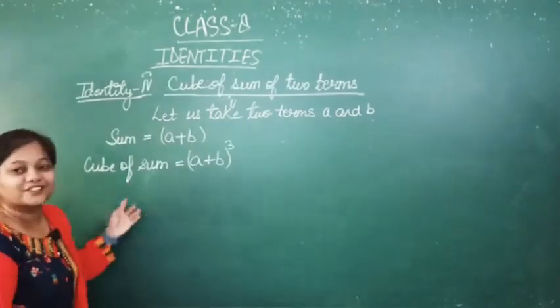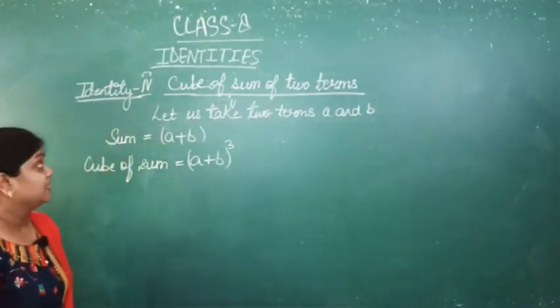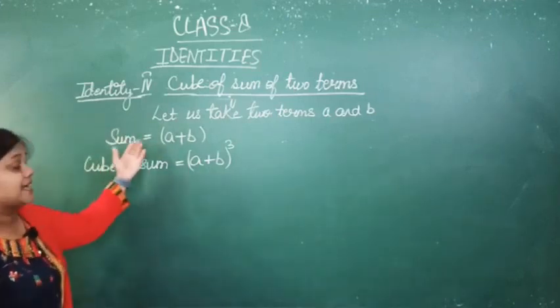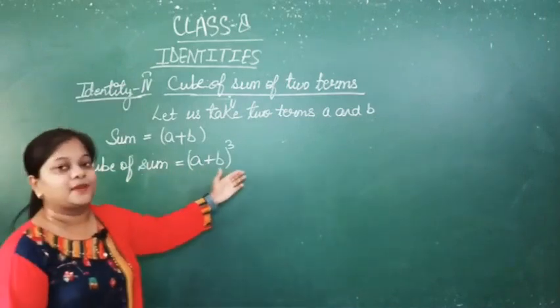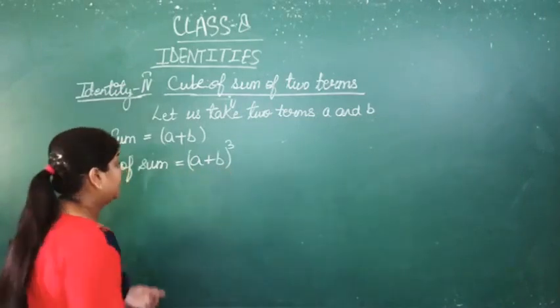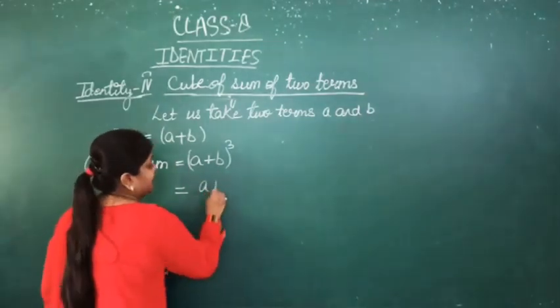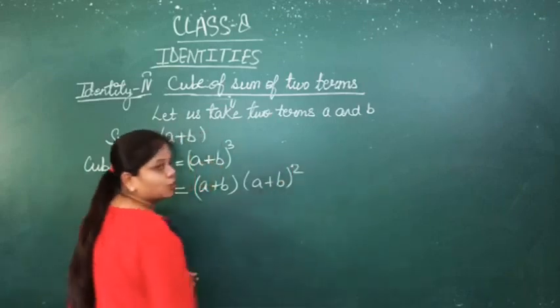Our fourth identity is cube of sum of two terms. For this, let us take two terms a and b. Their sum will be a plus b. Now cube of sum will be (a plus b) whole cube. Using our properties of exponents, we can write it as (a plus b) into (a plus b) whole square.